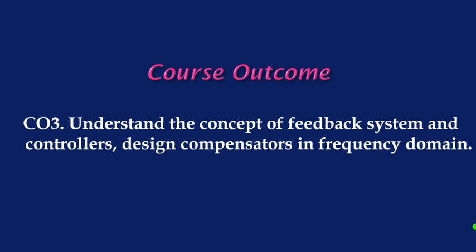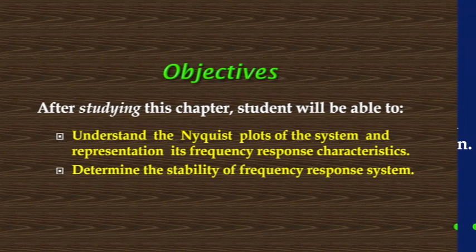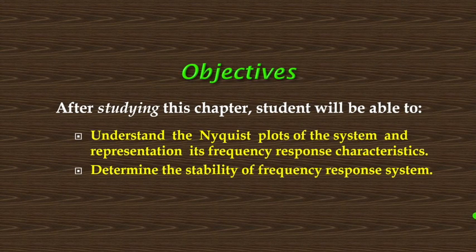Course outcome CO3: Understand the concept of feedback systems and controllers, design compensators in frequency domain. Objectives: After studying this chapter, the student will be able to understand the Nyquist plots of the system and the representation of its frequency response characteristics, and determine the stability of the frequency response system.